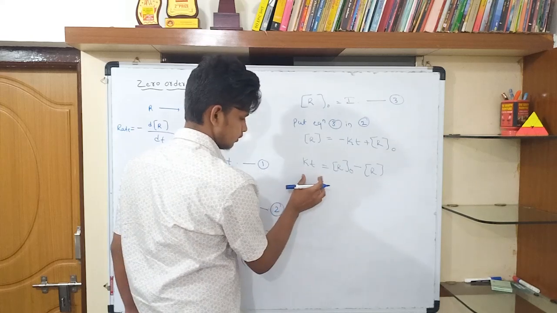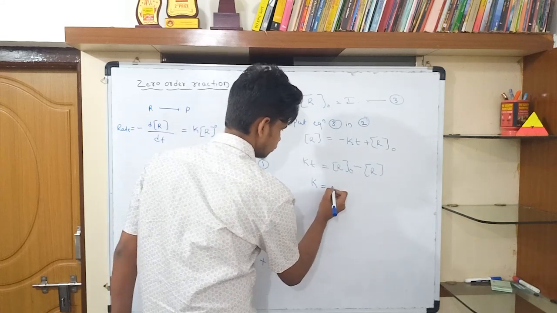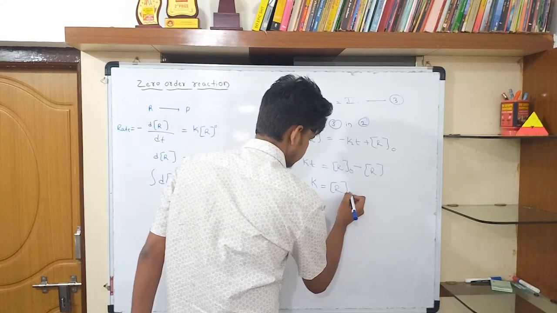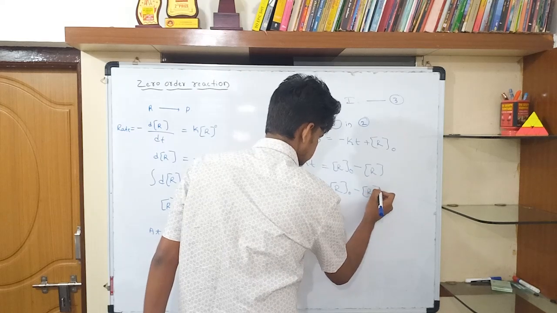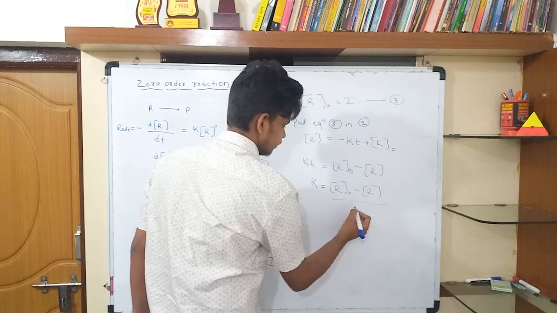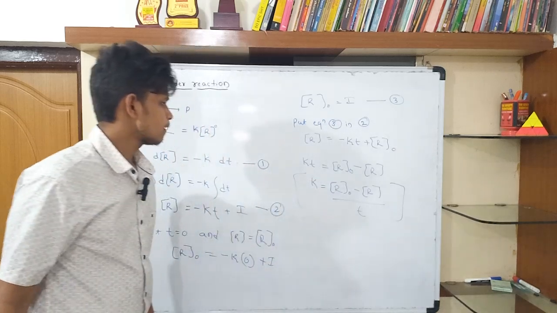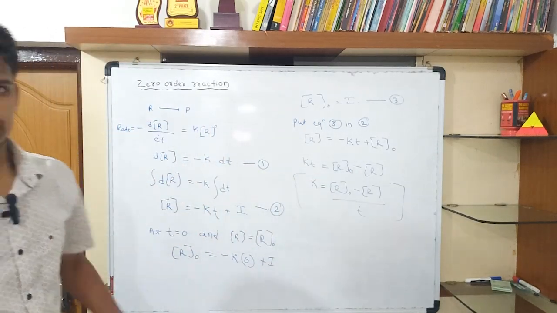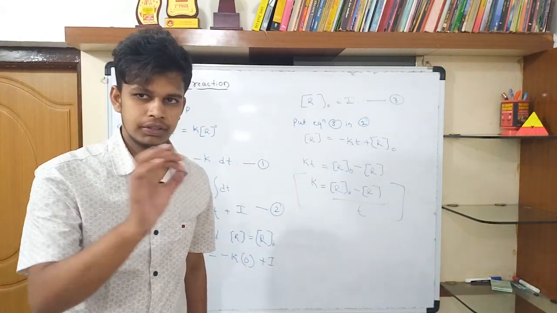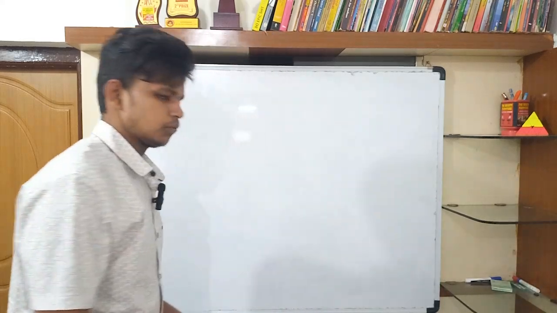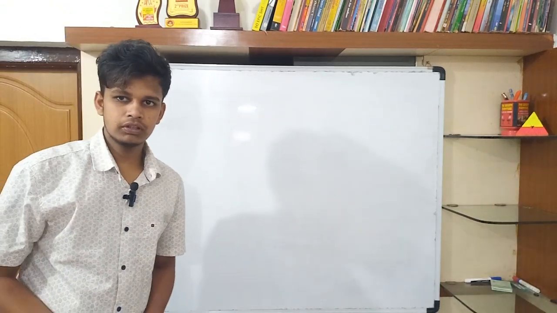After that, we get k equal to R naught minus the concentration of reactant, divided by t below that. This is the expression for the zero order reaction. This was very easy. Now we are going to learn about the first order reaction.